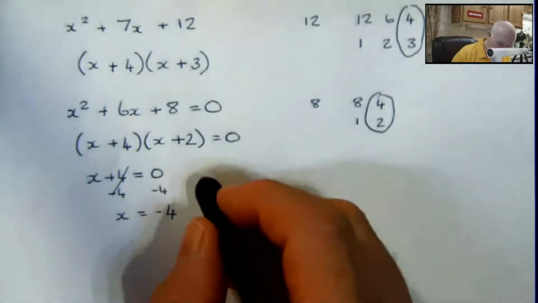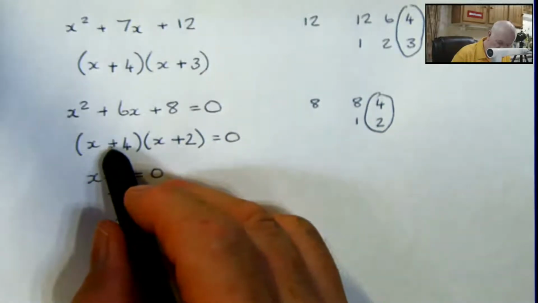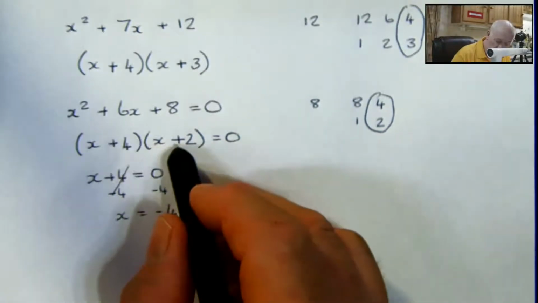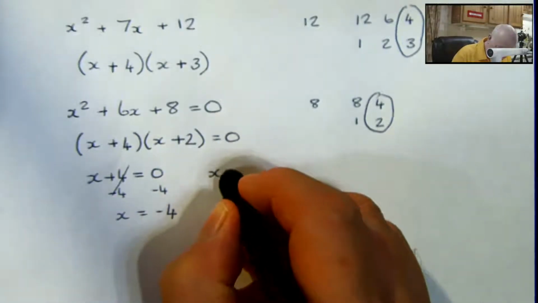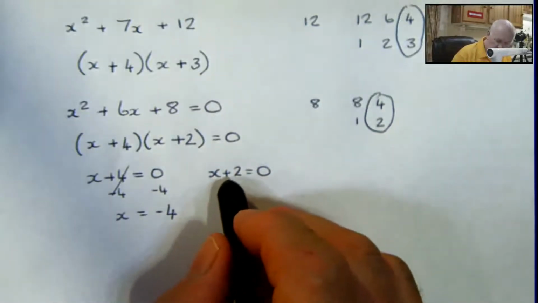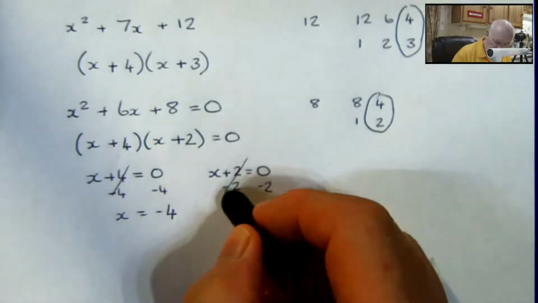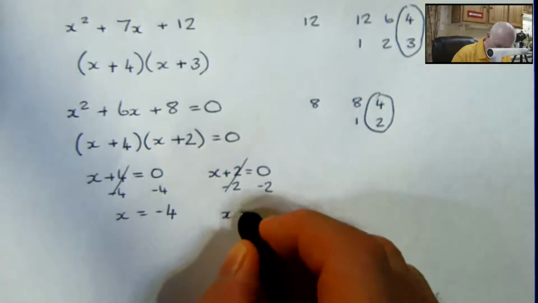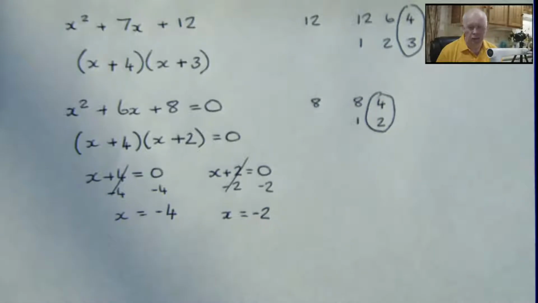In the same way, we can look at this sum, and we can say that if x plus 2 times 0, if this one's 0, then let's work out what this is going to be. So we've got x plus 2 equals 0. Let's take away 2 from both sides to eliminate that, and x equals minus 2. There was a simpler way of doing that, and we'll try looking at that in our next sum.